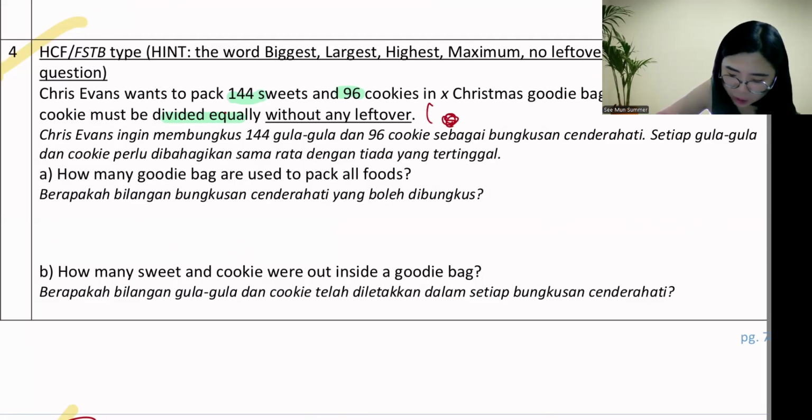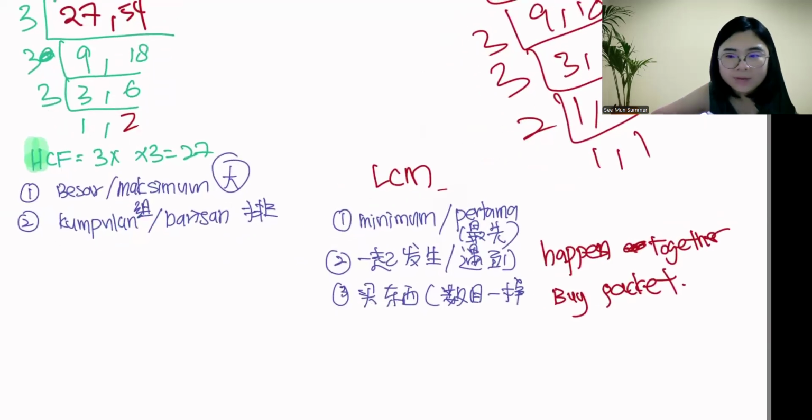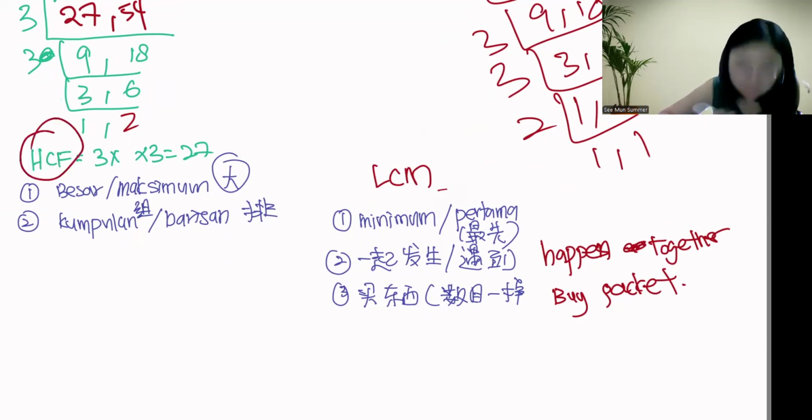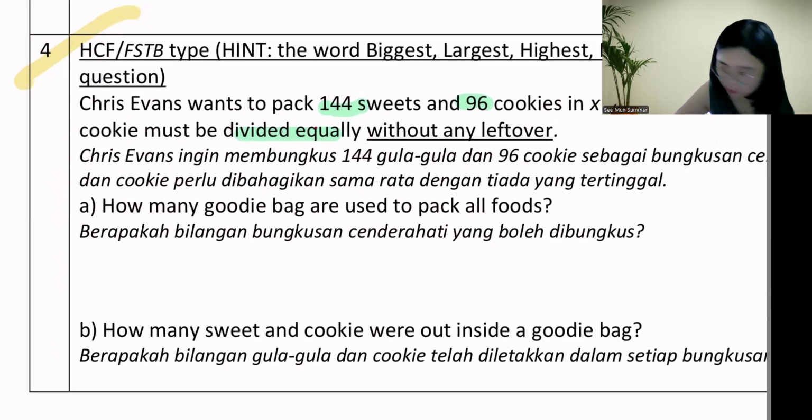Okay, divide equally. Just now I already showed you some hints, right? What do you think? Should we use LCM or HCF? Okay, show you hints again. Divide equally. LCM? Everybody says LCM. How come? Divide, if they want to divide, right? The answer is HCF. Because they want to divide all the sweets into the same packets. You want to divide the sweets into the same numbers together.